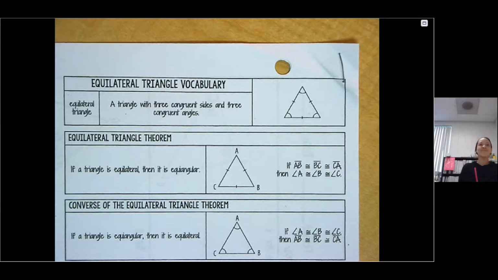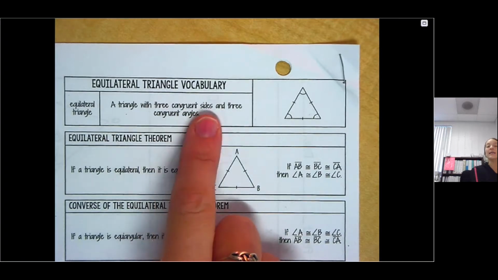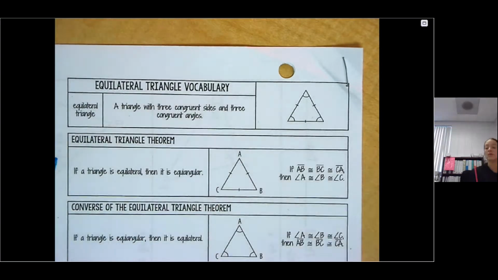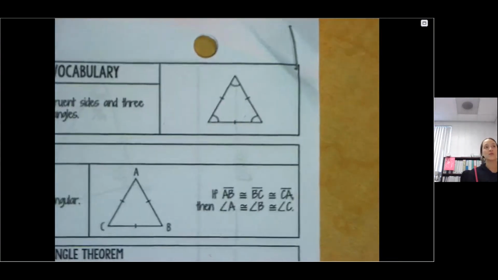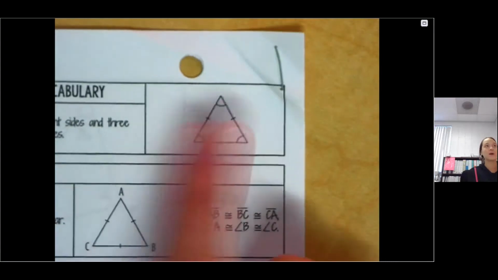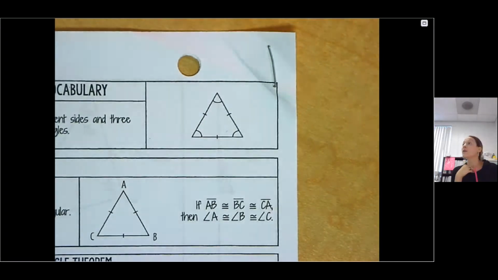Okay. All right. Equilateral triangle. What is the root word? Equal. Yes, equal. So an equilateral triangle is a triangle with 3 congruent sides and 3 congruent angles. So all 3 sides are exactly the same. All 3 angles are exactly the same, which you kind of see in that picture there, right? You've got 3 tick marks on all the sides, and you've got 3 arc marks on all of the angles. Now, let's think about this logically for a second.